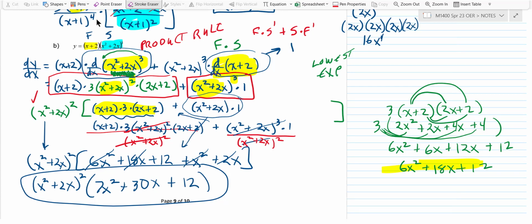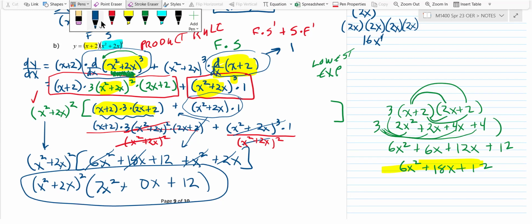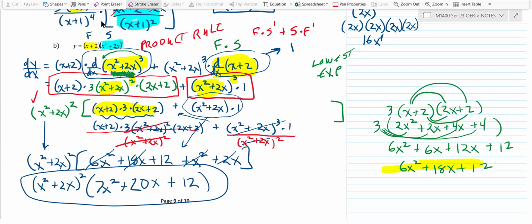Yes. 20x, not 30x. Thank you. I don't know why I did that. I think I said 20x too. Okay, so that's your answer to your problem right there.